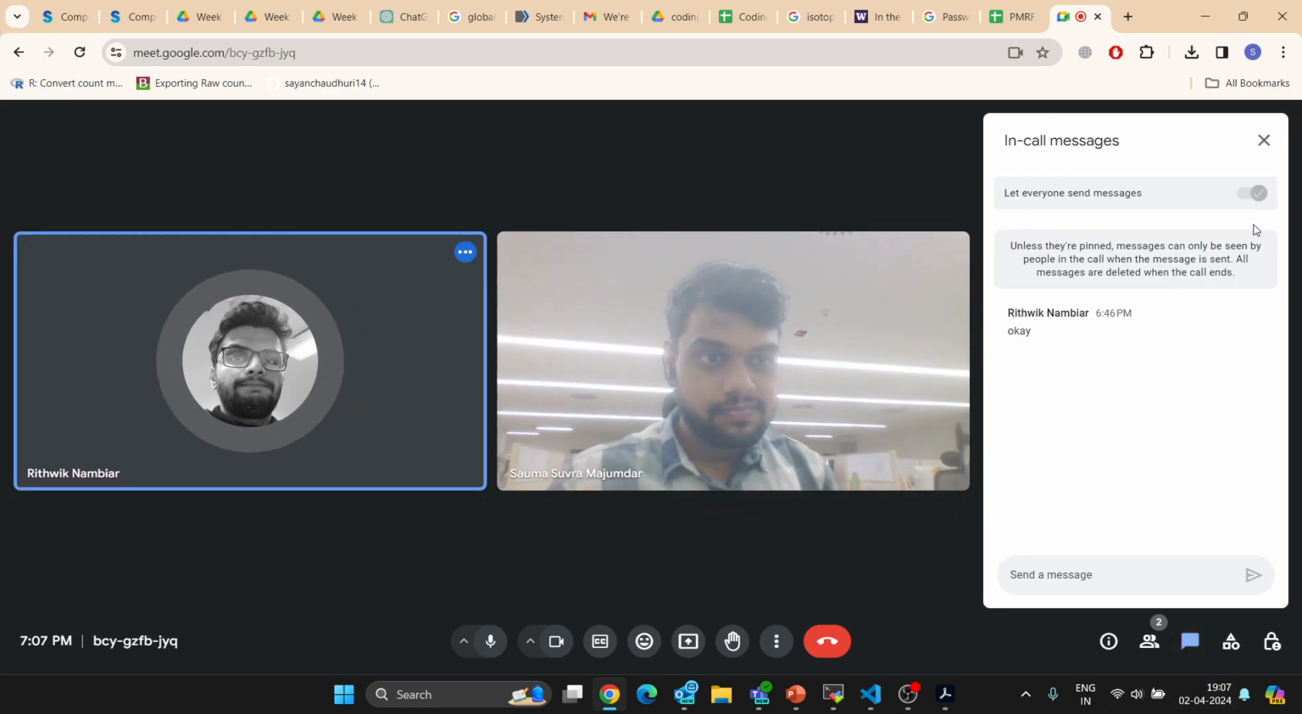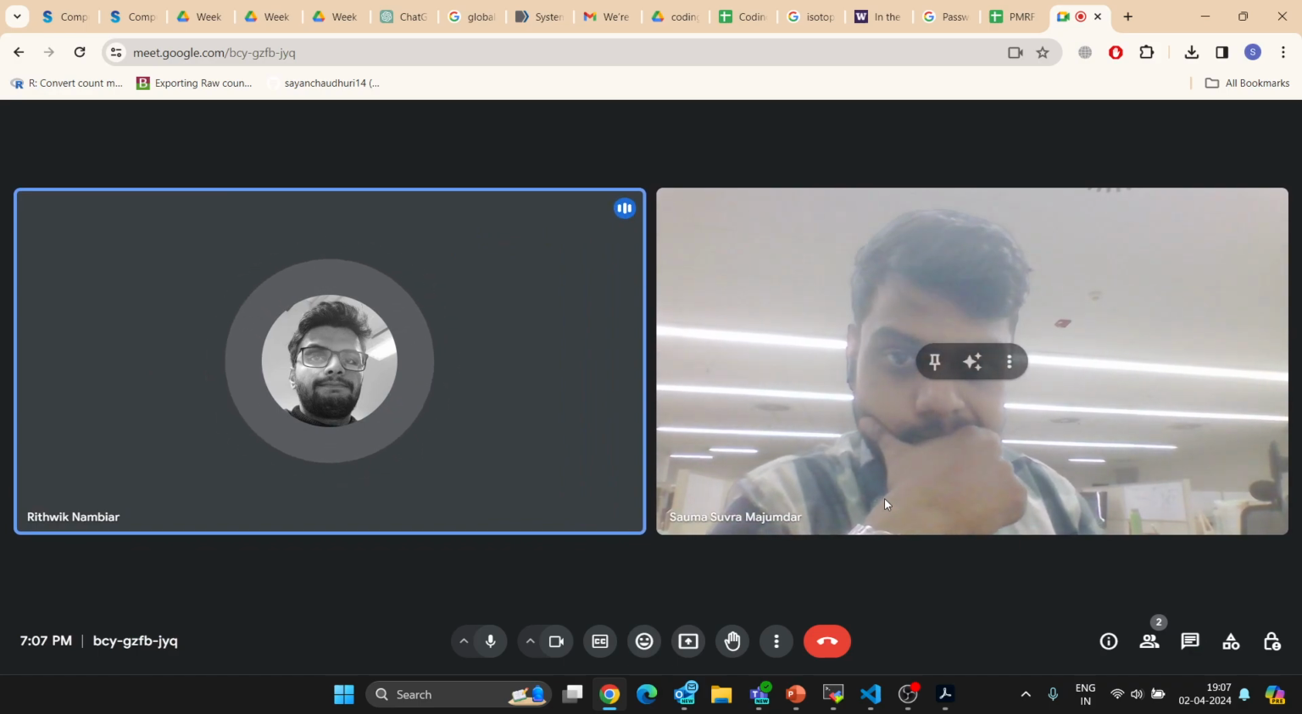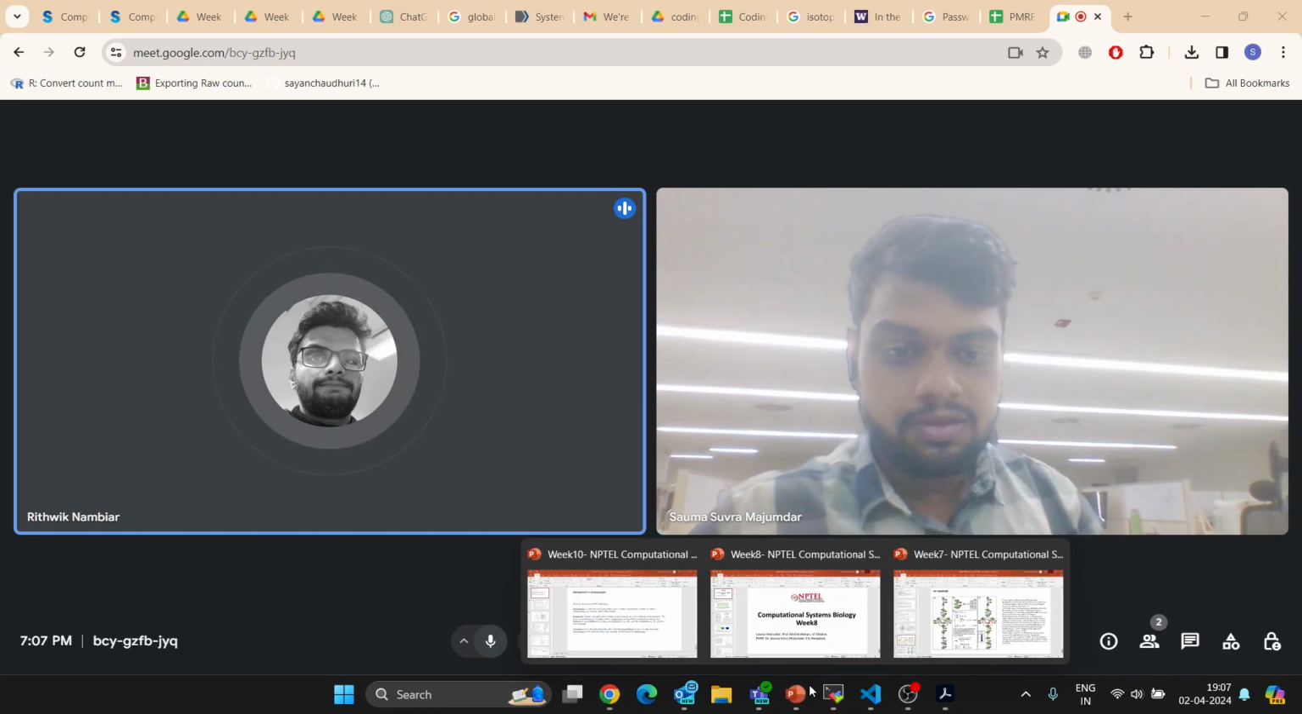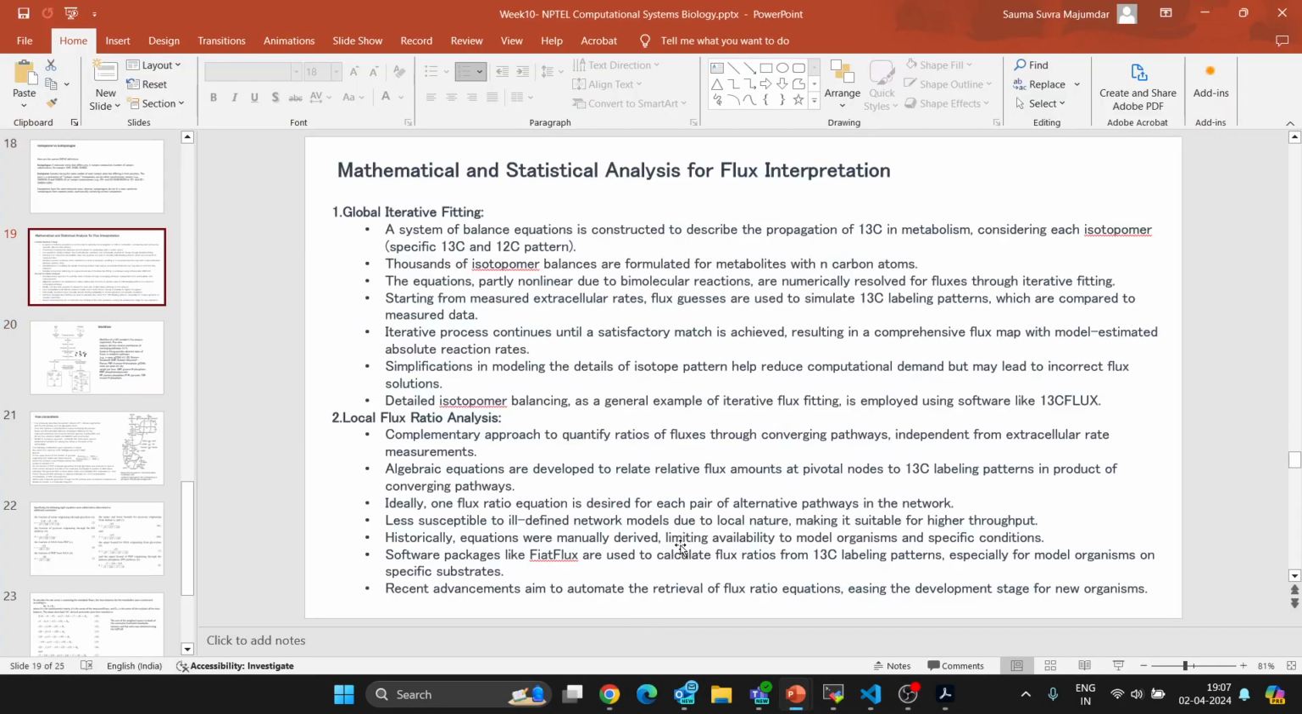So just this thing. For the global iterative fitting essentially, the prerequisite is this well-defined network, right? So we can only do that once we have a properly defined network. Otherwise, it's basically this flux ratio analysis.